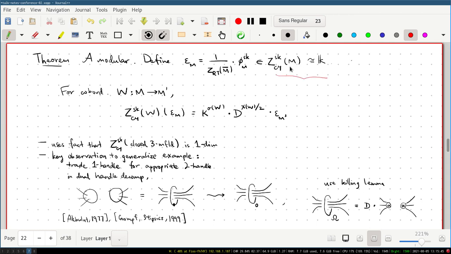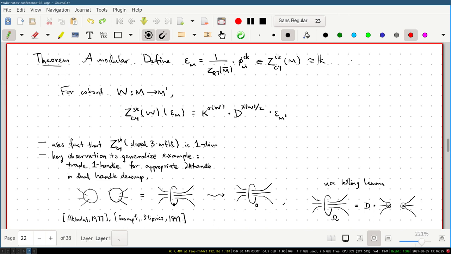But I claim that the skein space when A is modular for a closed three manifold is one dimensional. So essentially, this says that this picks out an element, and there is a way to identify it with the scalars. So this says that the invariant of a four manifold with boundary is exactly that. The proof essentially uses the previous example. All the main ideas are from the previous example.